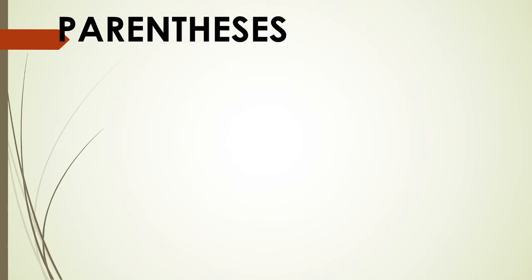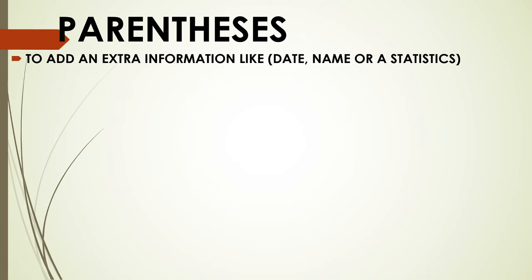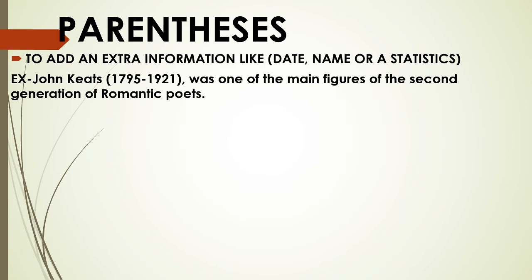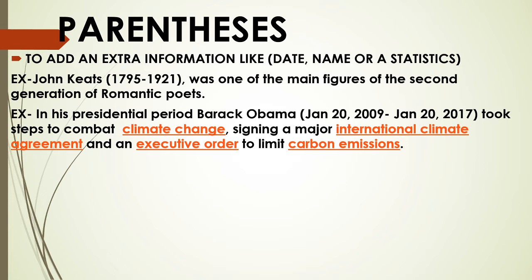Parentheses, that's what you call brackets. To add extra information like a specific date, name or certain stat. For instance, John Keats (1795-1821), in parentheses we have mentioned the year in which he was born and the year he died, was one of the main figures of the second generation of Romantic poets. Or, in his presidential period, Barack Obama (2009-2017), now in the parentheses it's mentioned his presidential period, took steps to combat climate change, signing a major international climate agreement and an executive order to limit carbon emissions.